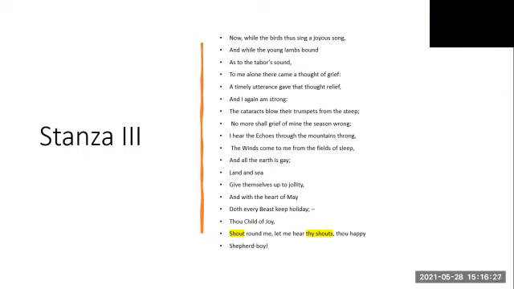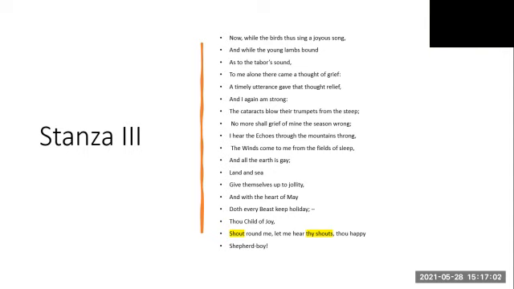Land and sea give themselves up to jollity. Jollity, again, something like happiness. So you see, we have joyous, we have gay, we have jollity. All these words emphasize the happy surrounding around him. Happy nature. Even land and sea give themselves up to jollity.